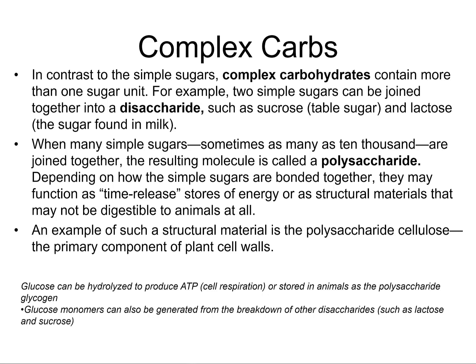Glucose can be hydrolyzed to produce ATP or stored in the animal polysaccharide glycogen. So the glucose bond energy is actually useful in producing the universal energy form of currency, I guess you would say, ATP, adenosine triphosphate. And the ATP is accepted in more places than MasterCard, I can tell you that, in a human body. Glucose monomers can be generated from the breakdown of other disaccharides, such as lactose. So that's the summary on that.